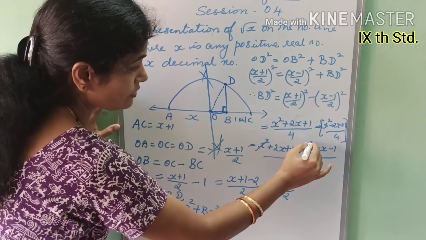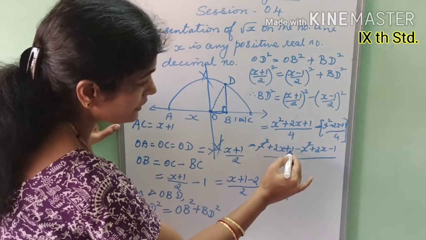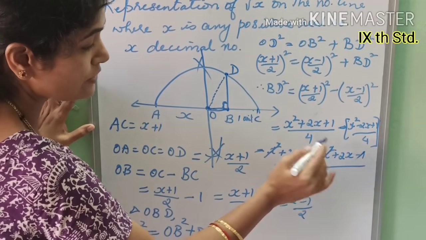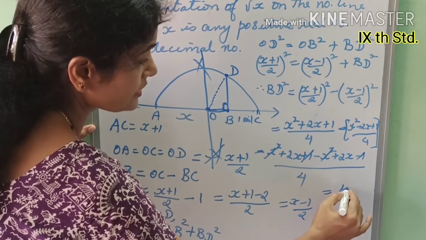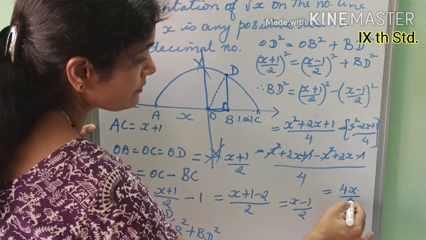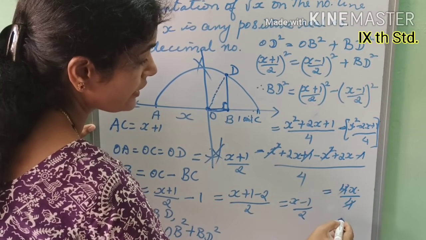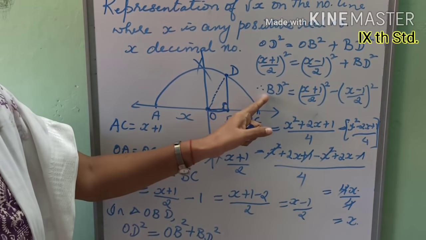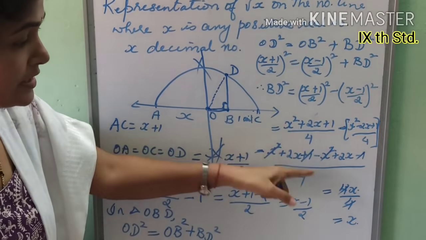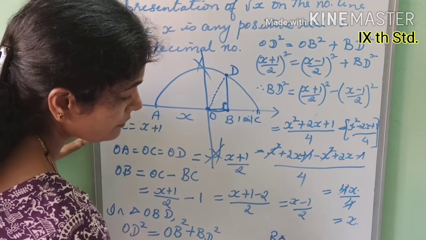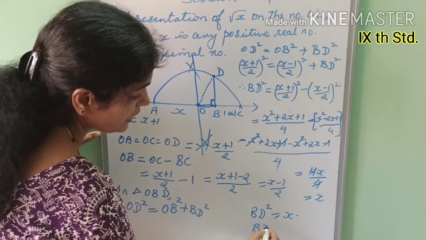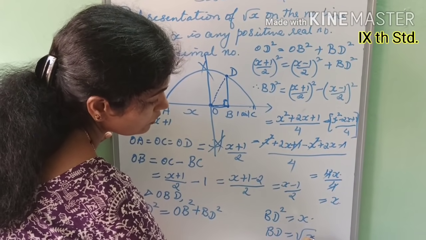So x square gets cancelled. Then plus 1 and minus 1 gets cancelled. 2x plus 2x is remaining. 2x plus 2x is 4x. 4x by 4, so 4 gets cancelled. That is equal to x. So BD square is equal to x. That means what is BD? BD is equal to root x.